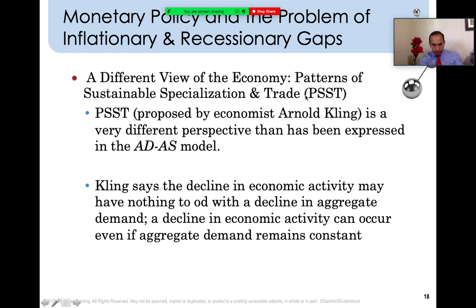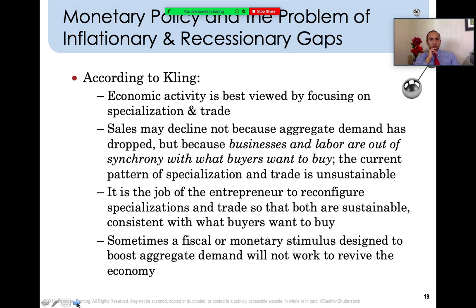He focused basically on patterns of sustainable specialization in trade. That was his main view, nothing to do with what's going on today, but it could be related. According to Kling, economic activity is best viewed as focusing on specialization, the level of production of goods and services, and trade. The number of sales may decline not because aggregate demand or consumption has dropped, but because business and labor are out of synchrony with what buyers want to buy. Essentially, if buyers don't want the product anymore, it naturally stops selling.